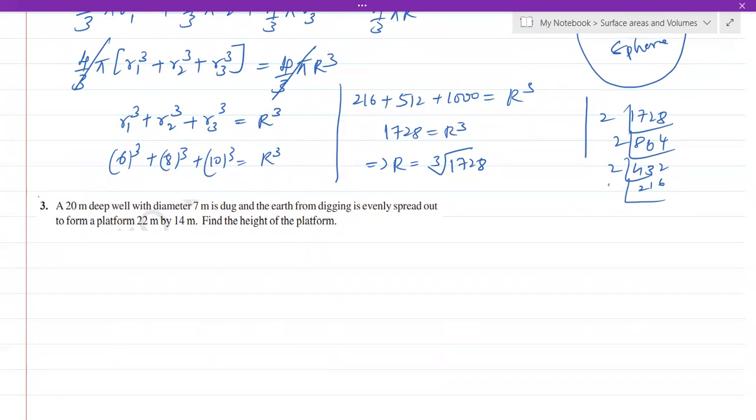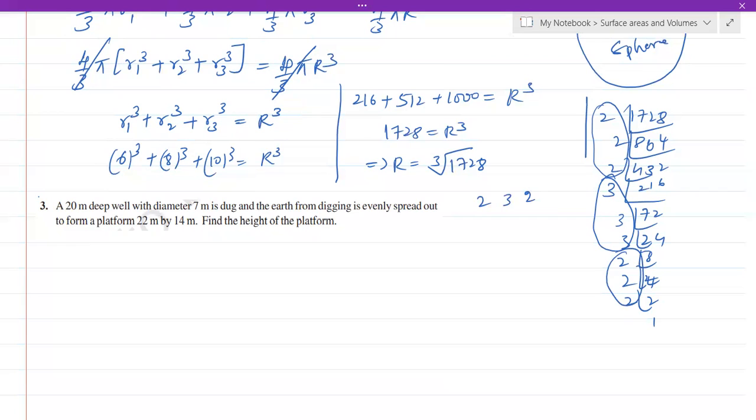Again, it goes by 3: 3 7s are, 3 2s are, 3 2s are, 3 4s are, 3 8s are. Again by 2: 2 4s are, 2 2s are, 2 1s are. So since it is cube root, make a group of 3 members. This is one group, this is one group, this is one group. From each group, we have to take one number and multiply all those.